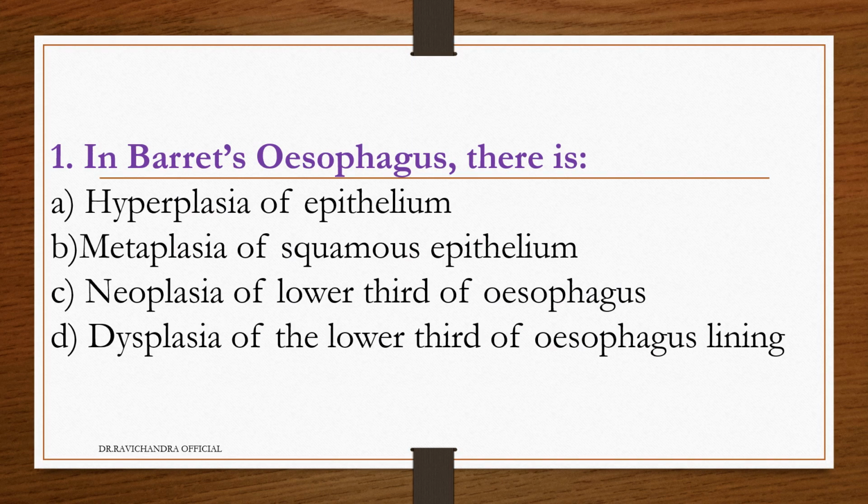In Barrett's esophagus, there is hyperplasia of epithelium, metaplasia of squamous epithelium, neoplasia of the lower third of the esophagus, dysplasia of the lower third of the esophagus. The answer is metaplasia of the squamous epithelium. Actually, Barrett's esophagus is a condition in which the normal squamous epithelium lining the esophagus is replaced by a metaplastic columnar epithelium, often as a result of chronic gastroesophageal reflux disease. This metaplastic change increases the risk of developing esophageal adenocarcinoma.